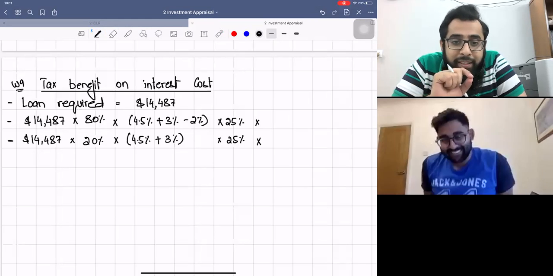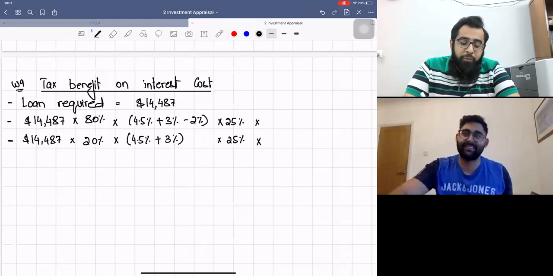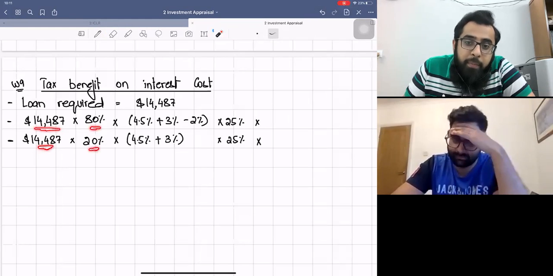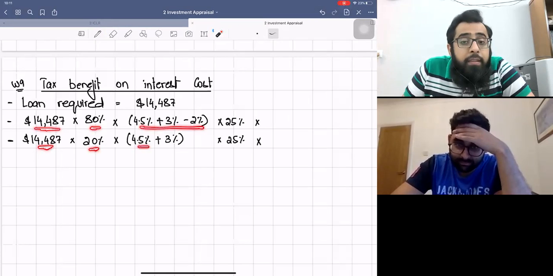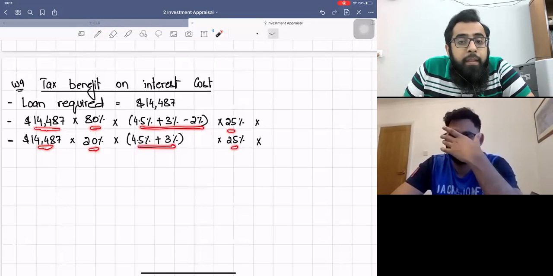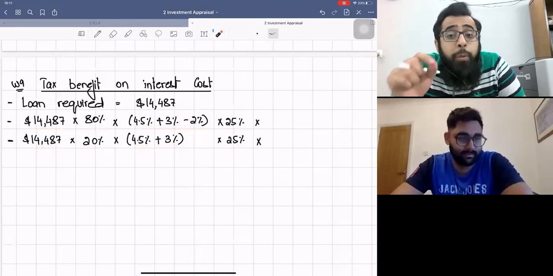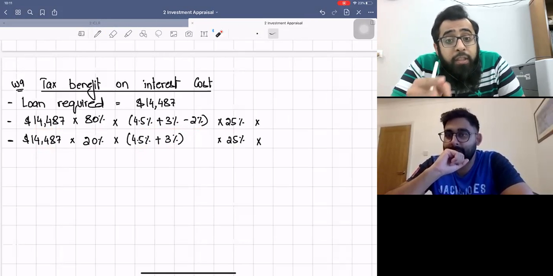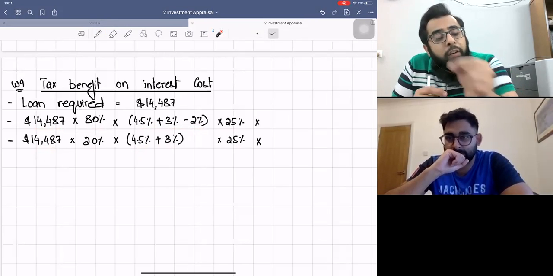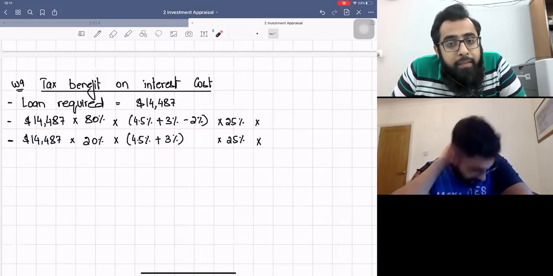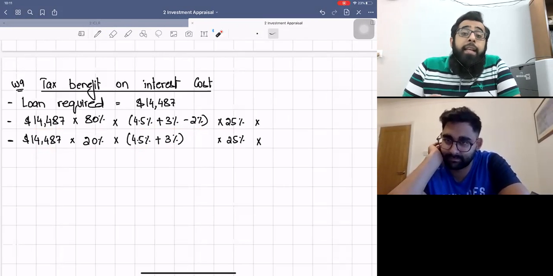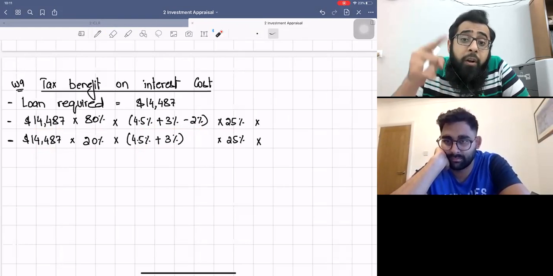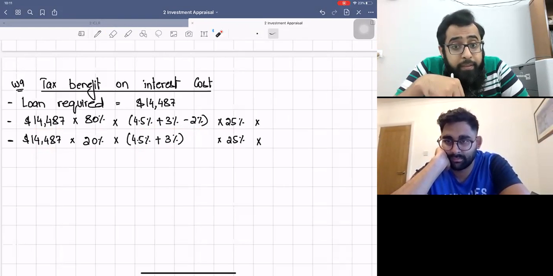Okay? You didn't get the point. 14487 is my finance required. 80% is from the government and 20% is mine. This is the rate of interest. This is the tax benefit. Now I have to multiply it with the 4 years annuity factor so that I can get the present value of this tax benefit. Now the question is, what will be the rate of interest for that annuity factor? Will that rate of interest be of the base case NPV or will it be different?